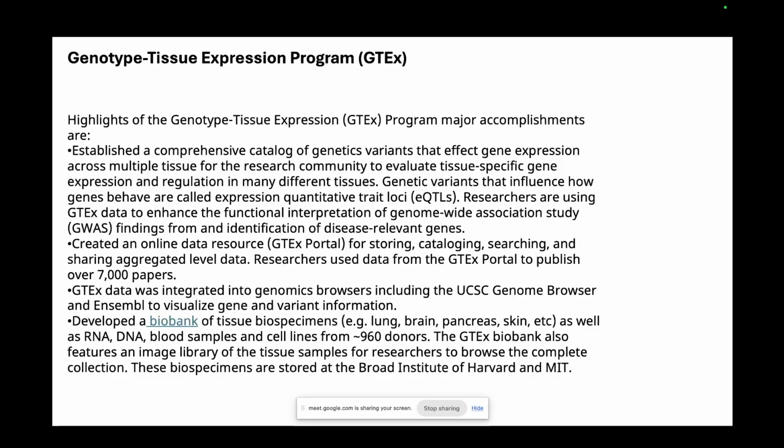So the GTEx portal was launched around, I think, 2003, after the Human Genome Project was completed. The major target of the GTEx project was to get a list of variants that can affect gene expression, right?